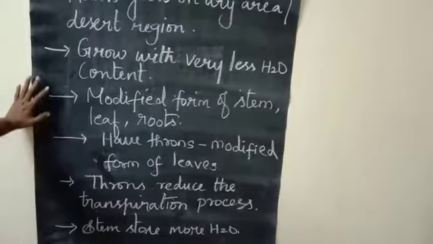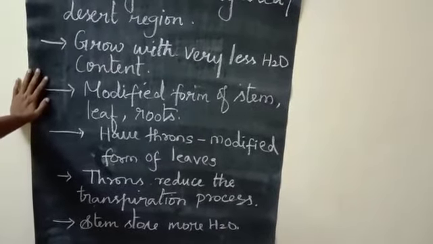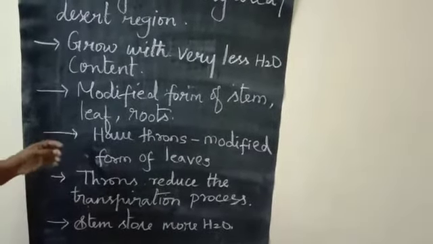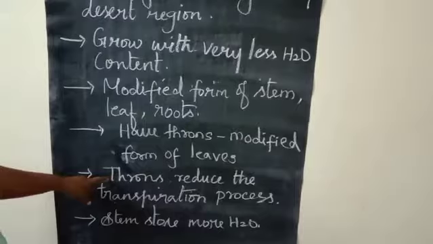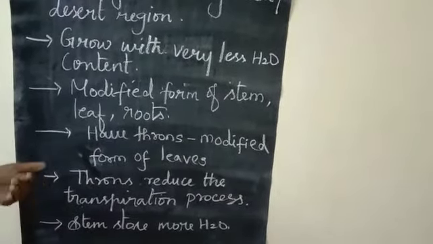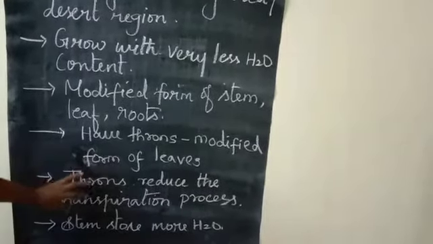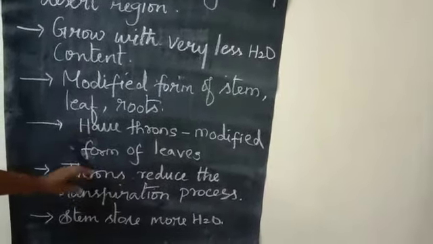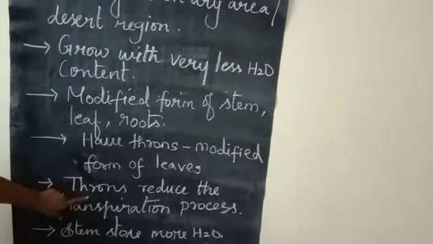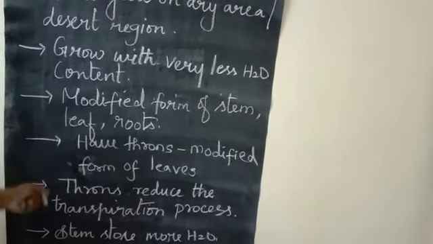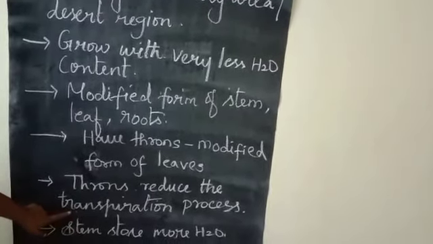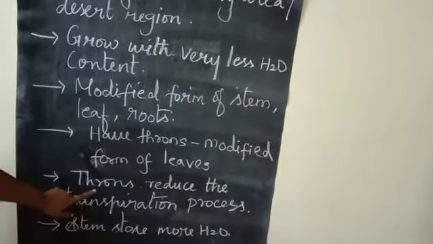The thorns are nothing but the modified form of leaf. Thorns are the leaves actually here. Why do the desert plants have thorns? Because they reduce the transpiration process, so the excess water will not be released. Already they grow in places with little water. If the leaves are there, automatically the transpiration process will take place through the leaves. But if the leaves are modified into thorns, there will be a reduction in the transpiration process. So that's the reason all the desert plants or xerophyte plants have modified leaves, that is thorns.